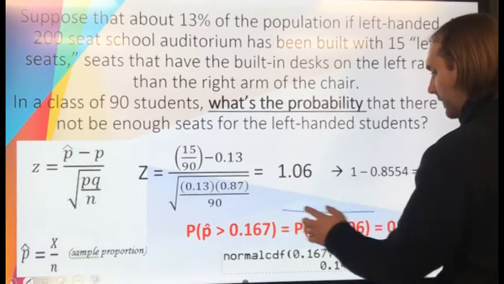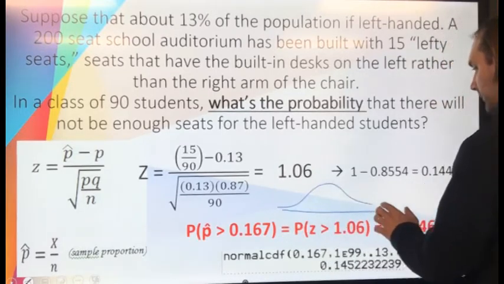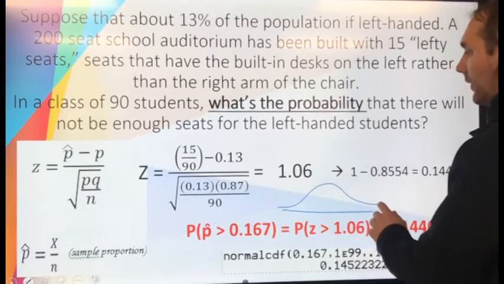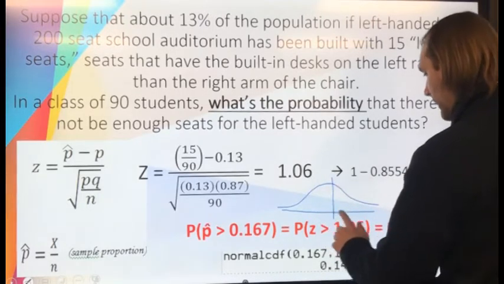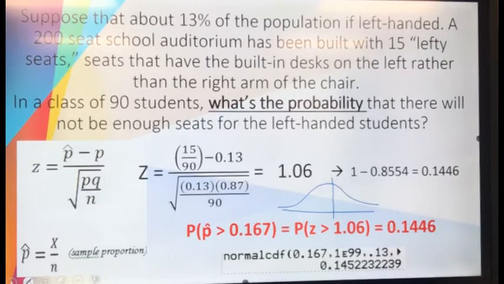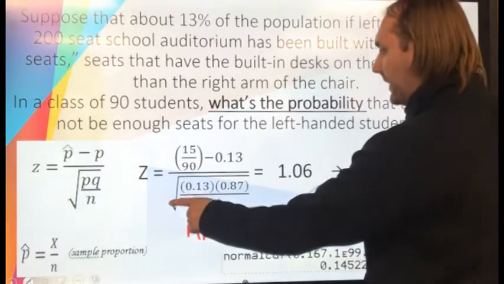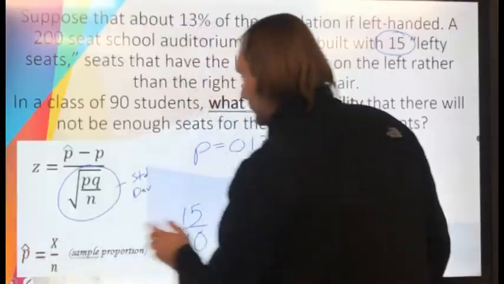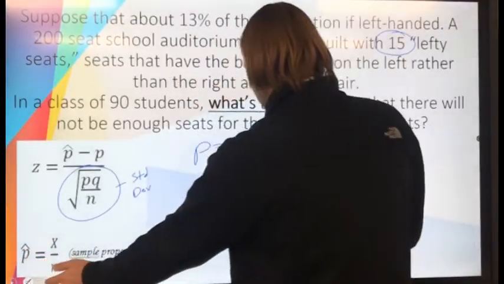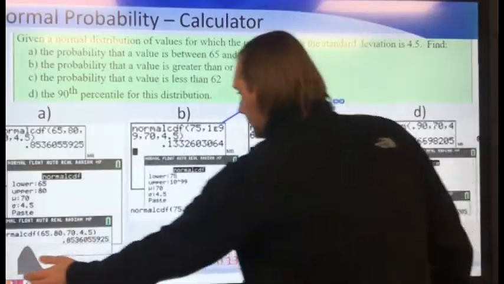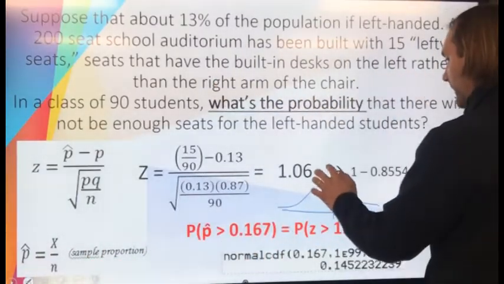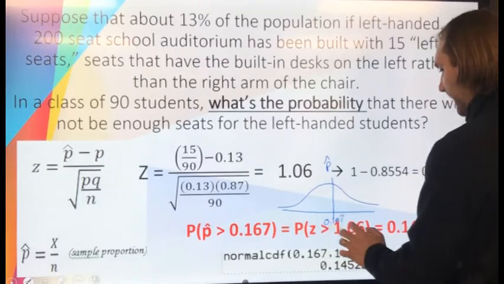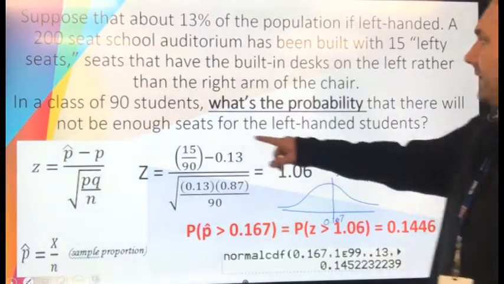If I were to draw my normal model, I want my p to be the line of interest. So that's going to be your p hat, which we found to be, we'll come back to that, 0.167. So this is my p hat at 0.167. And I'm looking for not enough seats.